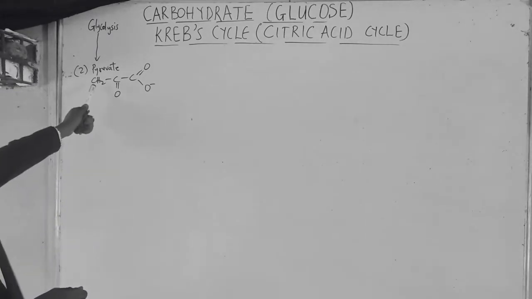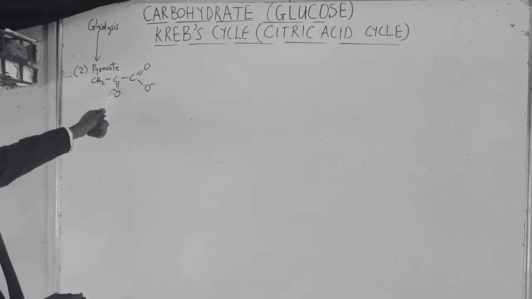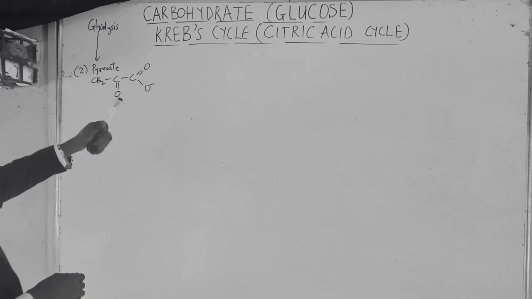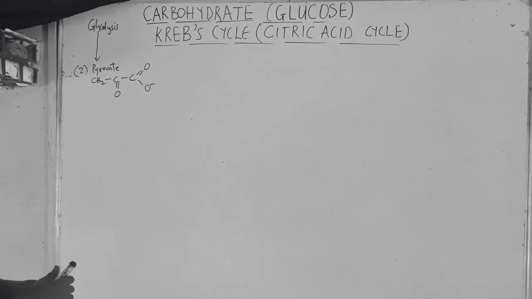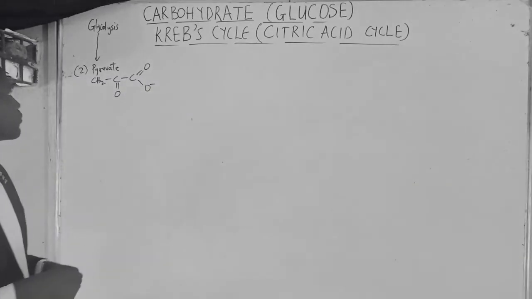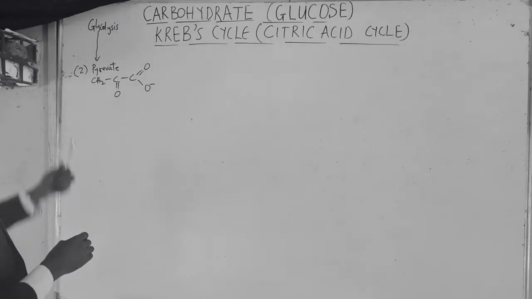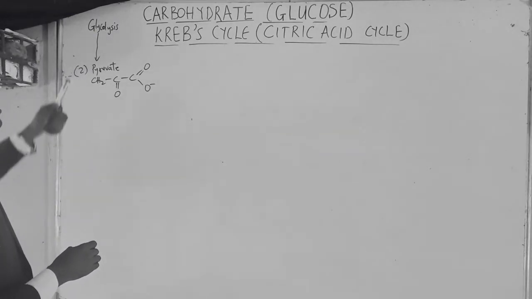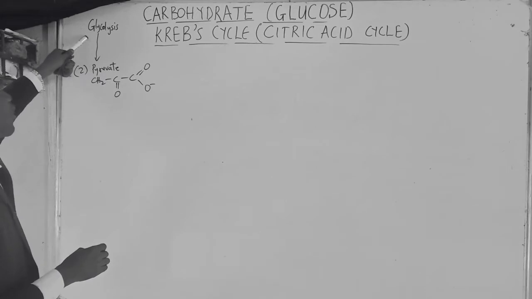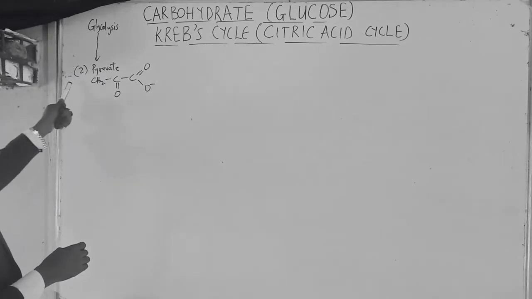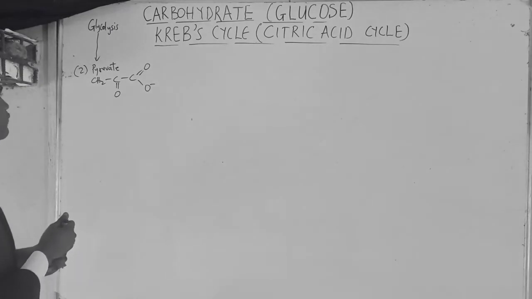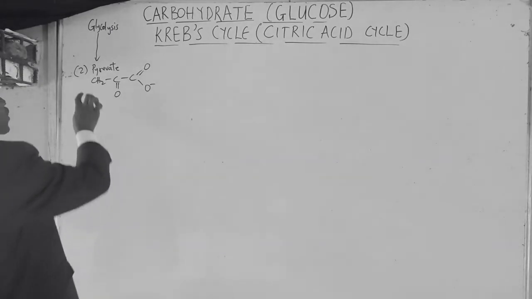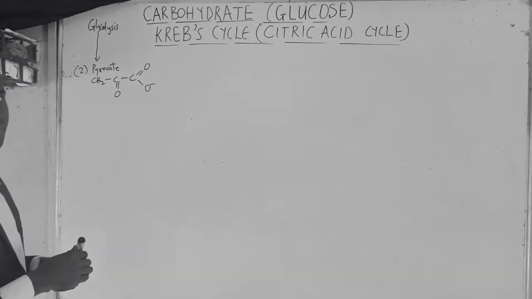So it has methyl, that is CH3. It has a carbon bonded by oxygen. Then you also have the COO, that is pyruvic acid, that is a carboxylic acid. So we realize that glycolysis, after breaking down 1 molecule of glucose, will give you 2 molecules of pyruvate with other products we have. But we want to discuss these 2 molecules of pyruvate first.